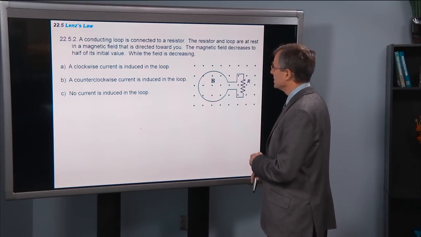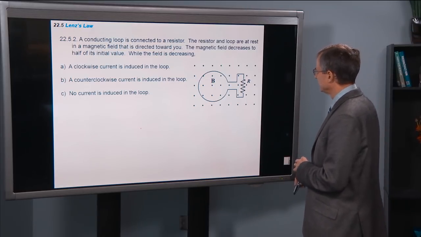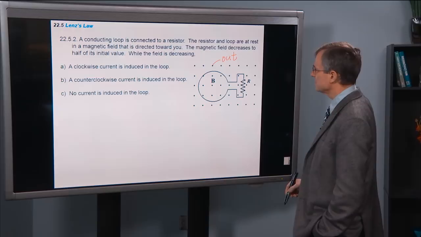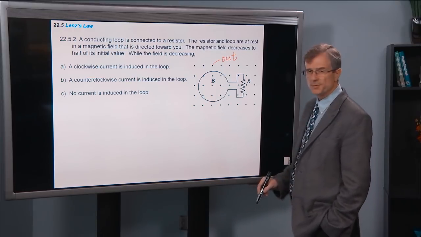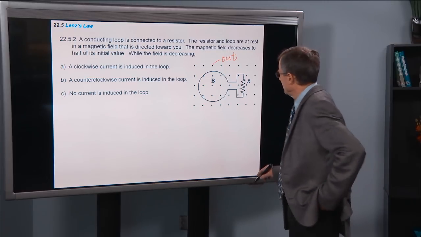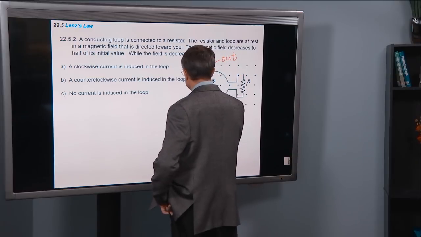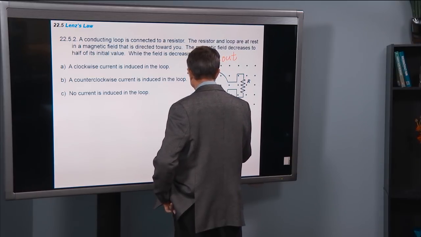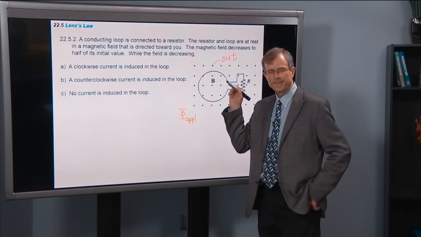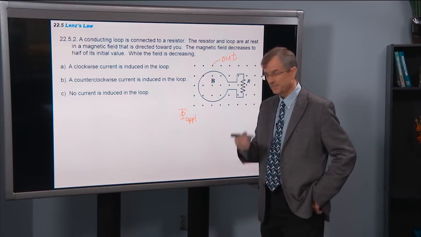One more example. A conducting loop is connected to a resistor. The resistor and a loop are at rest in a magnetic field that is directed toward you. So this is out, magnetic field that's out of the screen. Magnetic field decreases to half its initial value. While this field is decreasing, we want to know the direction of the current in the loop. All right, well, let's do it. Step one is to determine the direction of the applied flux. What's the direction of the applied flux through this loop? You say, well, it's the direction of the applied field through the loop, which is out. And I say yes.